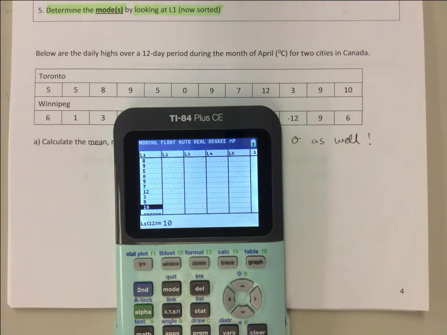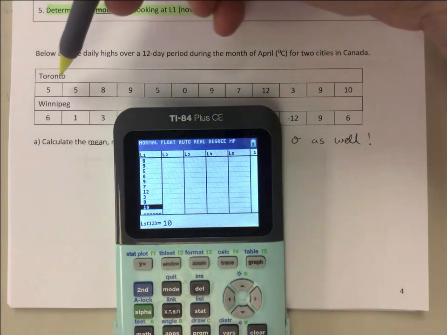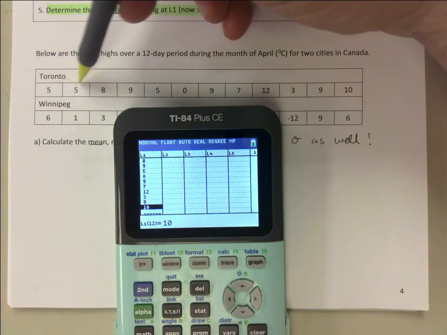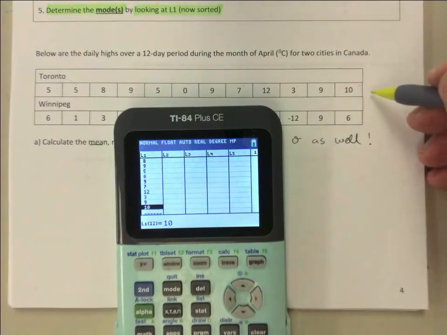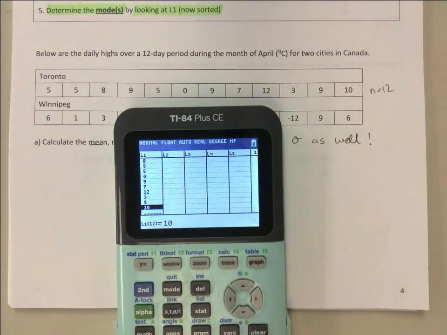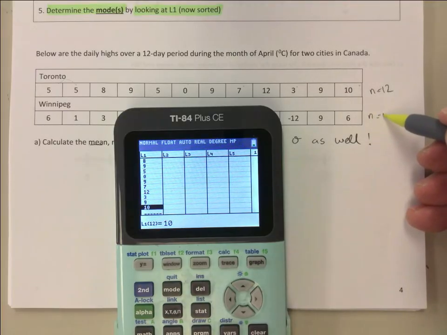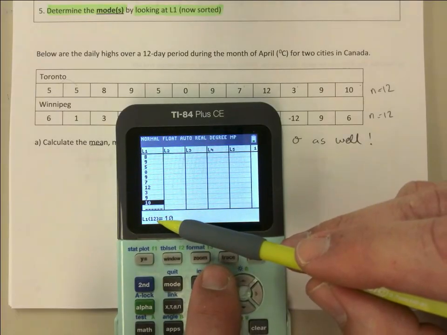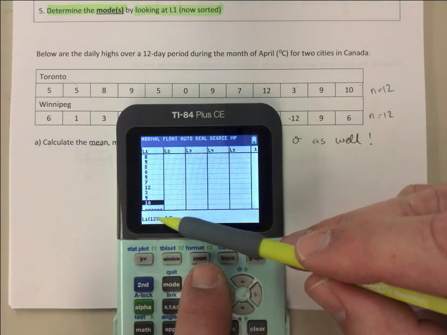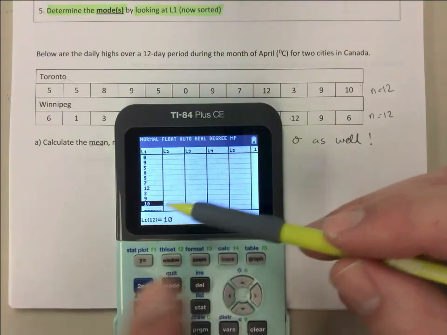So enter all of those values. Check real quick. I'm going to count 2, 4, 6, 8, 10, 12. So n is equal to 12 for both of them. You can check various ways. If you look at the bottom of your screen, as you enter that last value, it's in the 12th entry. That's one hint.